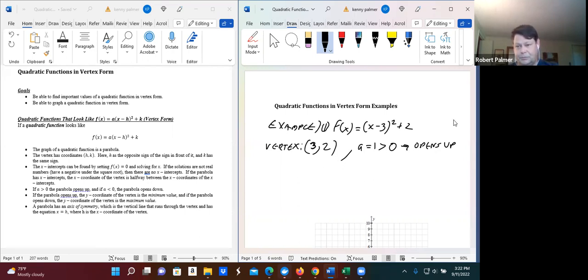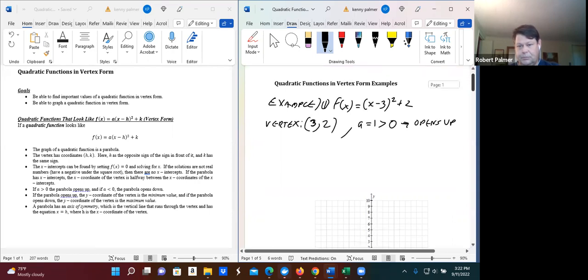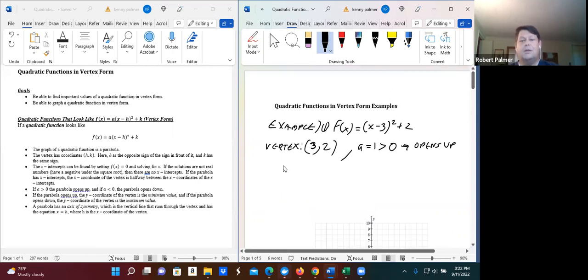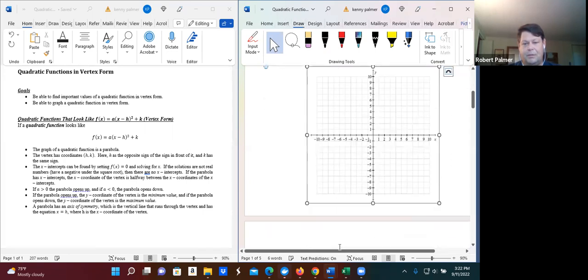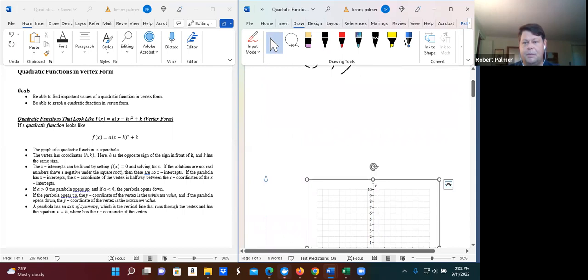Now, let's take a look at what else we can find. And actually, I probably need to move this down a bit. I might move it too far. No, that's good.